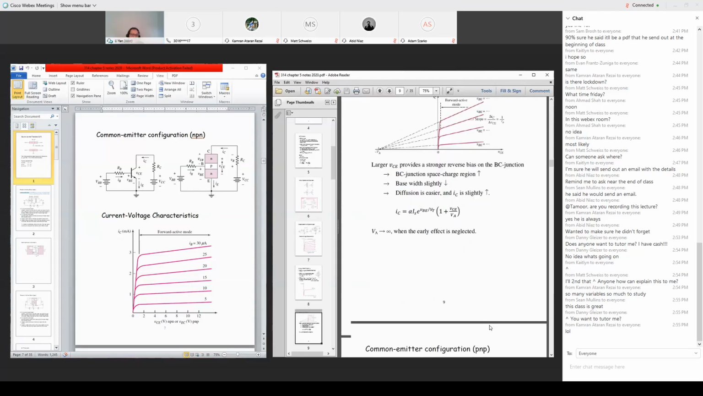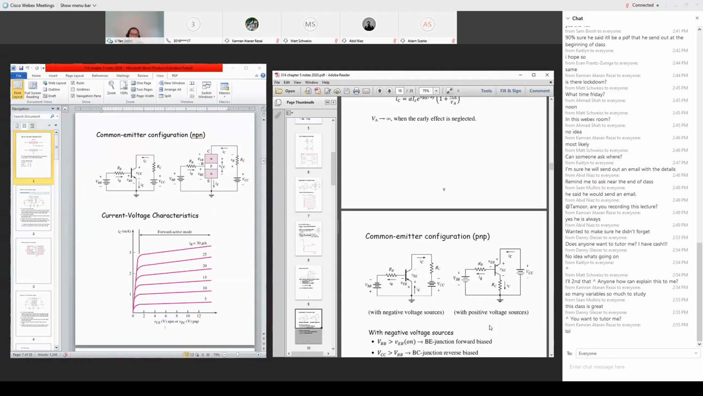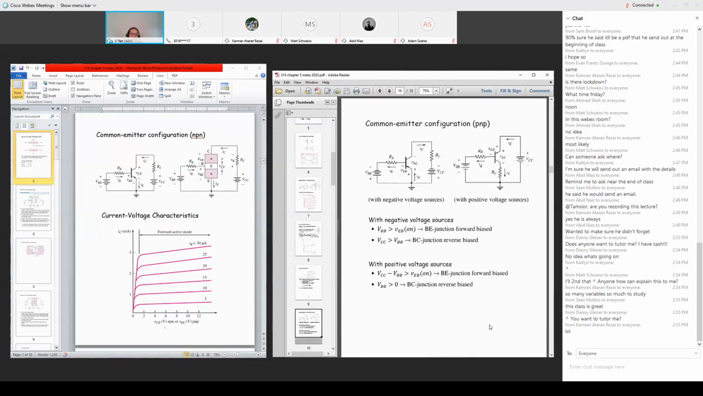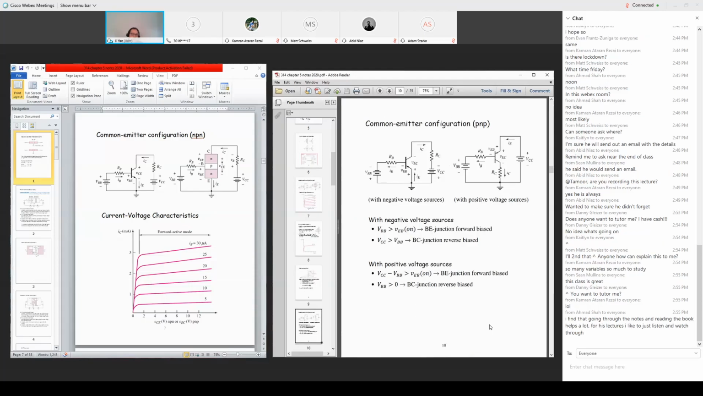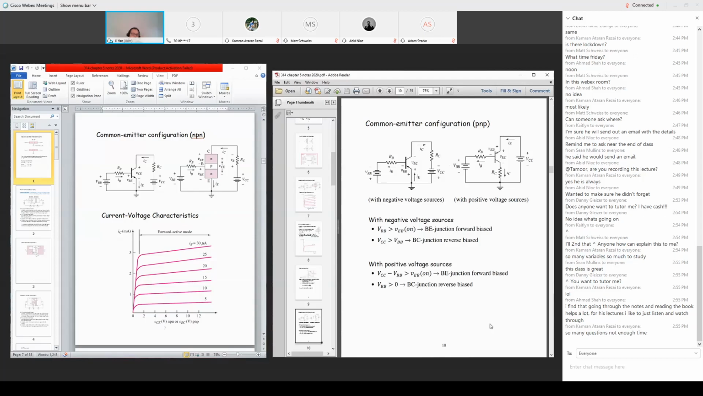Okay. Previously we discussed the NPN transistor configuration. What if we are using a PNP transistor? The left side shows this is still the base, the emitter is still connected to the ground, and the collector is still on the top. There's a resistor RB on the base side, and a resistor RC connected to the collector.